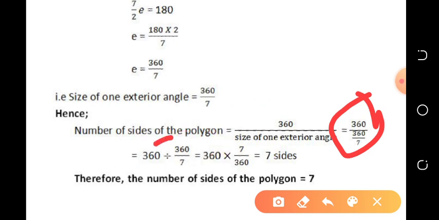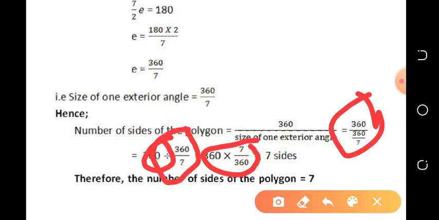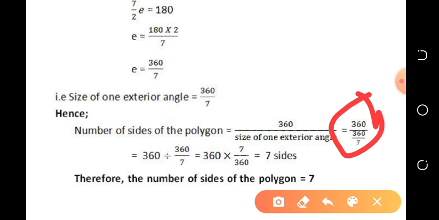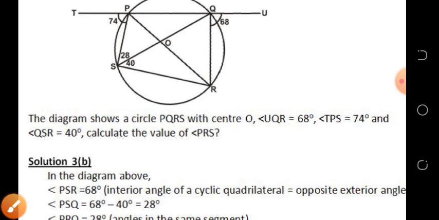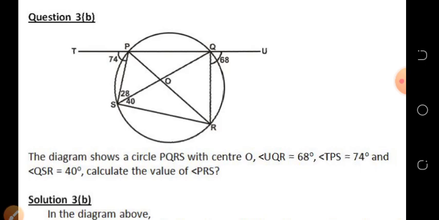Now, anytime you have a division sign in between fractions, you change the division sign to a multiplication sign, and you invert the fraction. You invert 360 over 7. It becomes 7 over 360 there. Now, 360 divided by 360, you have just 7. Therefore, the number of sides of the polygon is equal to 7. Very, very simple. Now, moving on to the next question and its solution, we have question 3b.